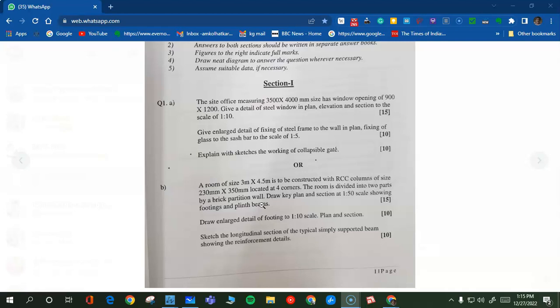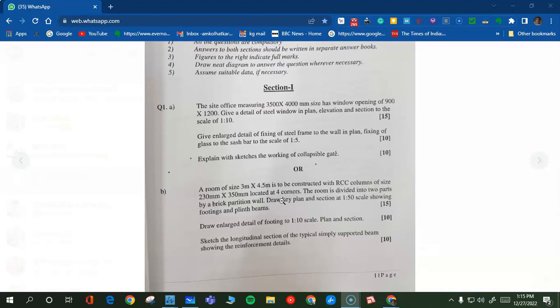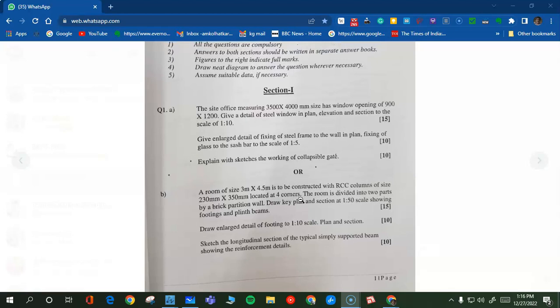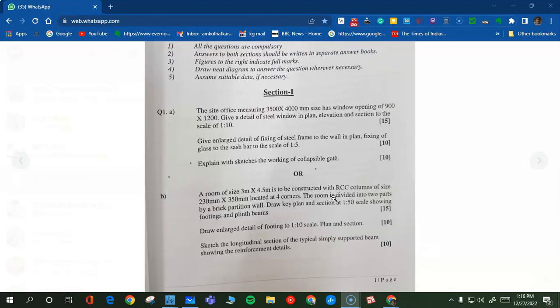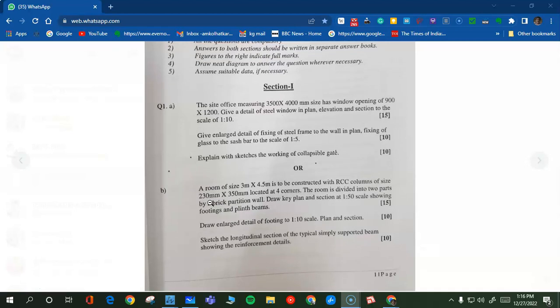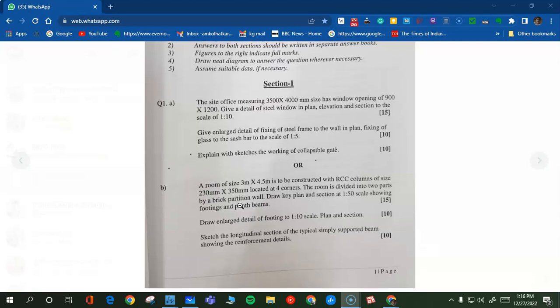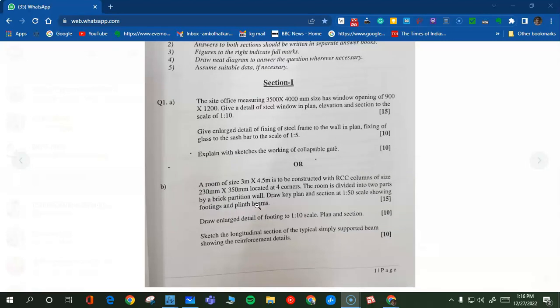So just remember that. While the thickness of the external walls has not been specified, you should consider a thickness of 230 because the columns are 230 in this case. So the external walls will be 230, internal partition wall will be 110. And the 4.5 meter length has to be divided into 2 parts. So this is the first important point that I should remember.